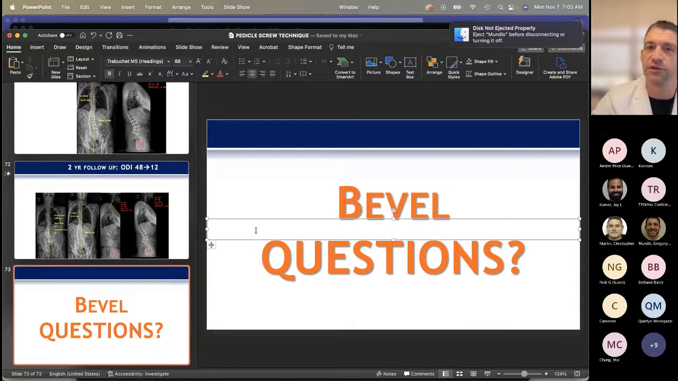But the same holds true if you need to go a little bit more superior or inferior, or even superior and medial or something like that. You can change the bevel to help guide you as you go into the pedicle. Yeah, thank you. That's a great little pearl for the trainees.